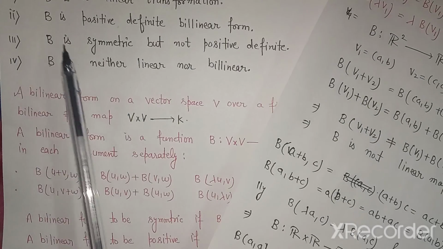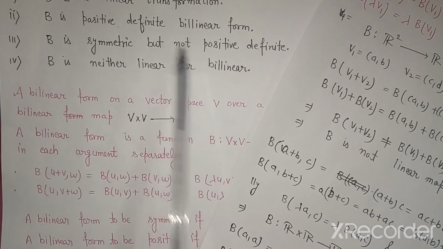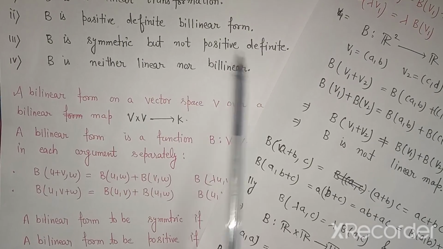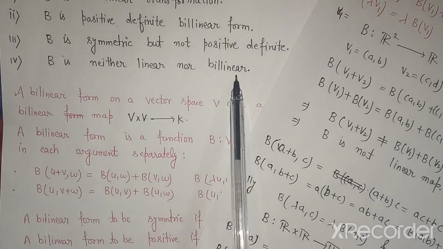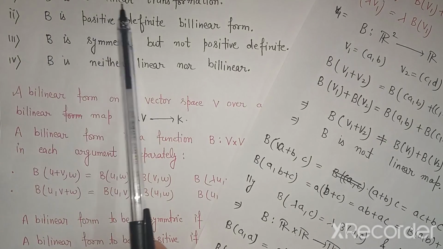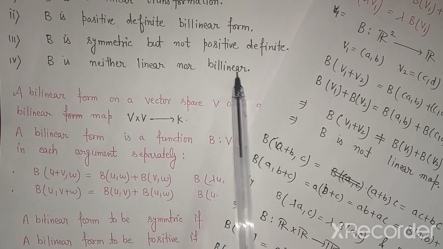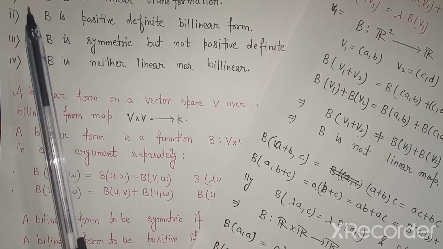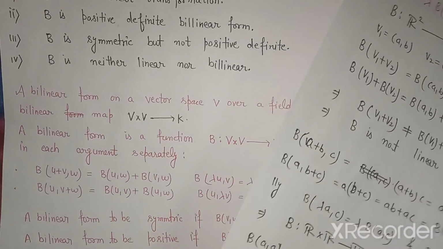Now we discard the third and fourth options also. The third says B is symmetric but not positive definite. But in the second option we checked that B is positive definite, so the third option can be discarded. The fourth option says B is neither linear nor bilinear, but in the first option we checked that B is not a linear transformation, yet it is a bilinear form. So the fourth option is also discarded. So the first, third and fourth options are discarded. The second option is the correct option.